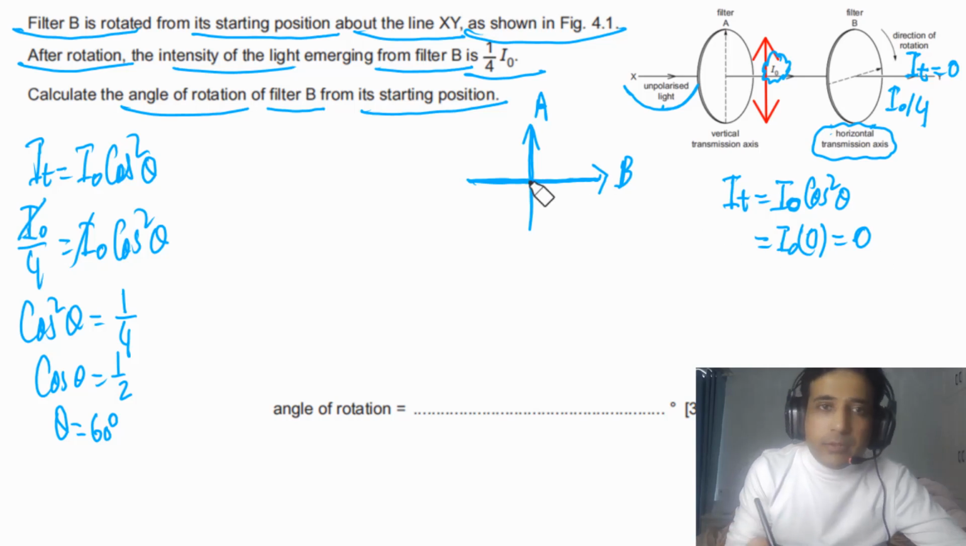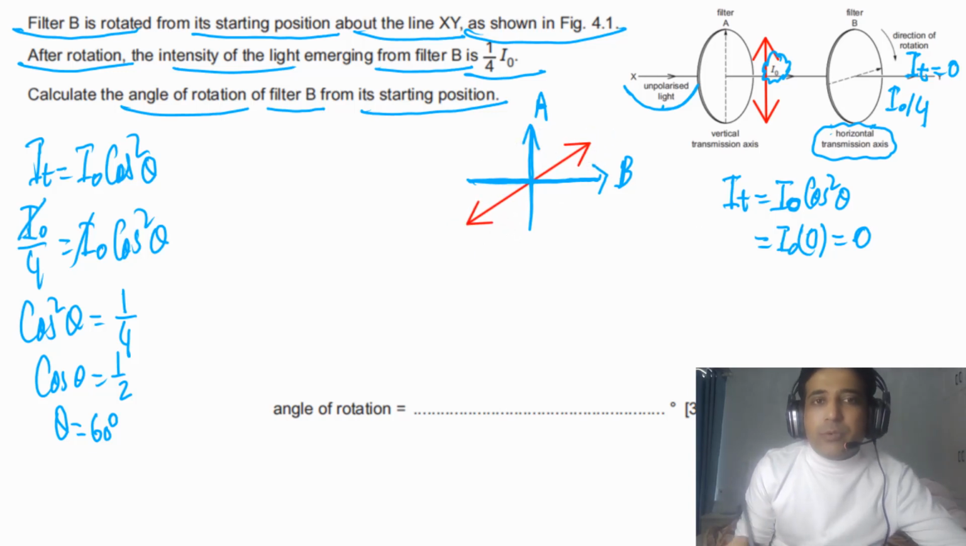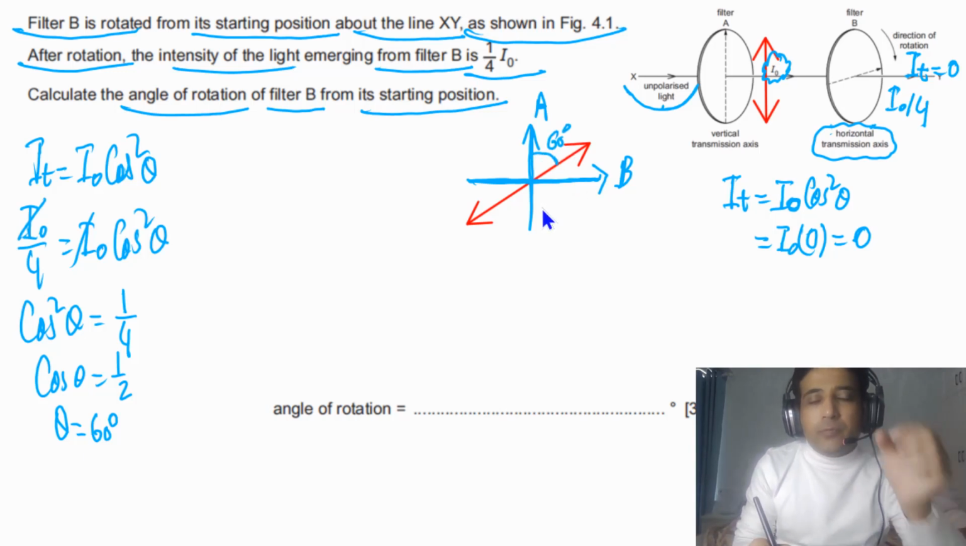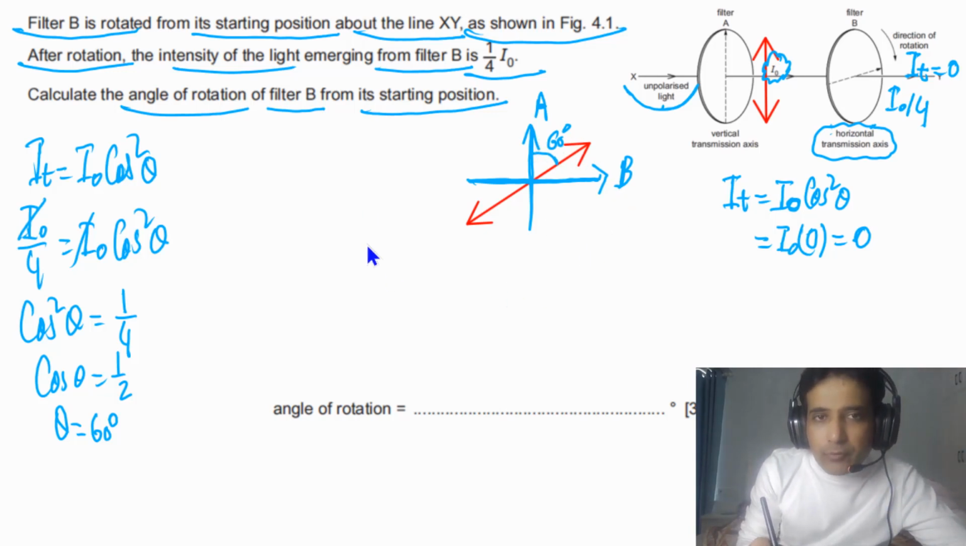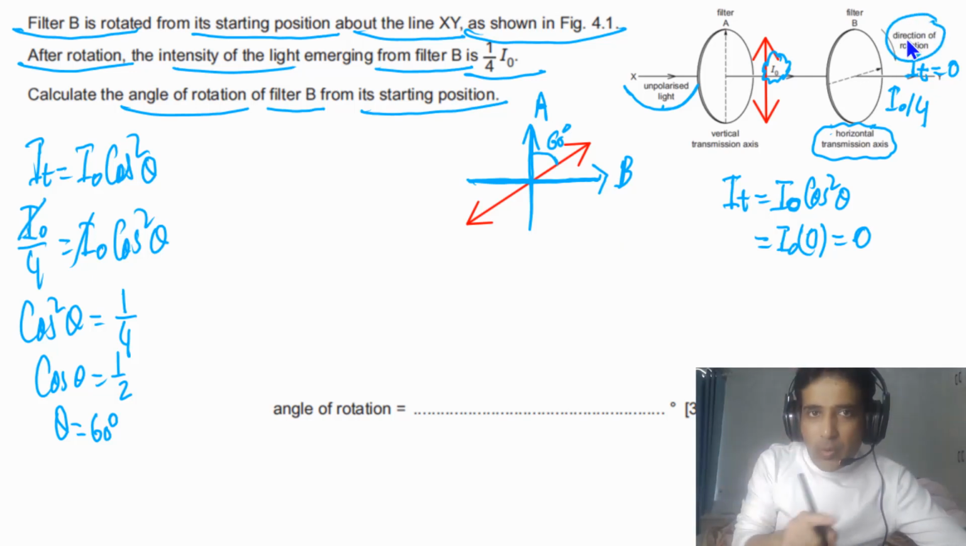So we can draw here. So this is filter B now. So B is placed like this now. So the angle between them is 60 degrees. We can draw this one. So this angle is 60 degrees now. This angle is 60 degrees. But this is not our answer. We need to find out the angle of rotation. So how much have we rotated this one? If you look at this direction of rotation, this is clockwise. So we have rotated this one clockwise.